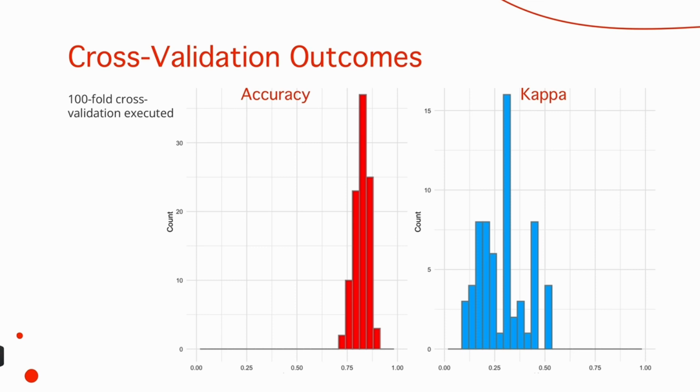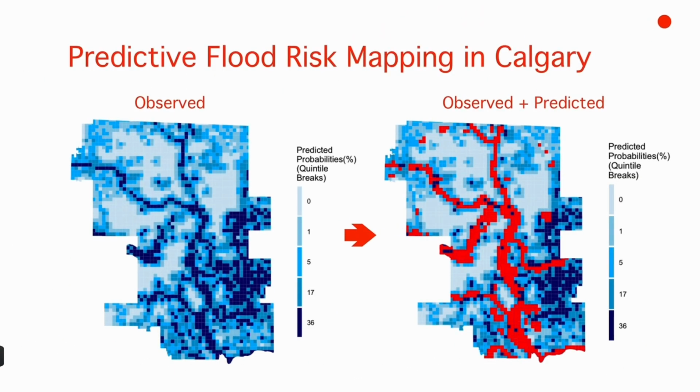An average accuracy of 82.7% from these tests reassures us of the model's robustness. But a kappa statistic of 0.166 indicates that there's still potential to refine its predictive consistency. And by mapping predicted probabilities against known flood areas, illustrated here in orange, we can see a strong correlation between our model's high-risk zones and historical flood events. This correlation underscores the accuracy and practical value of our model.